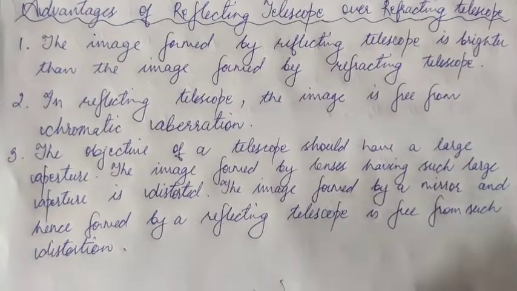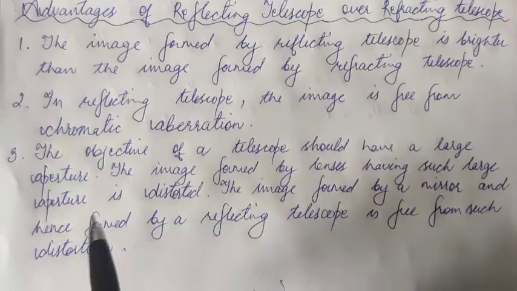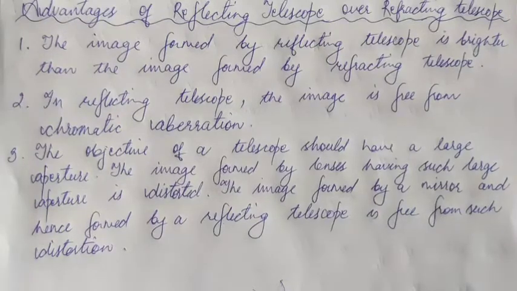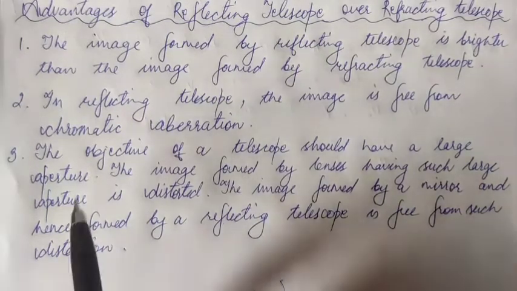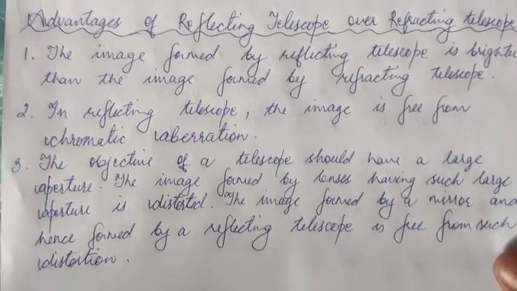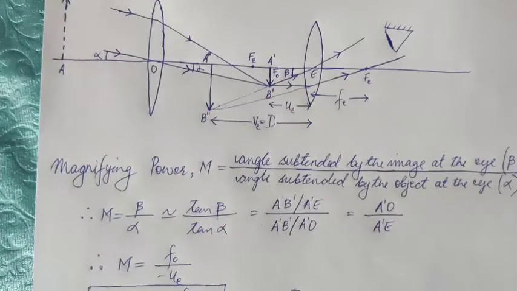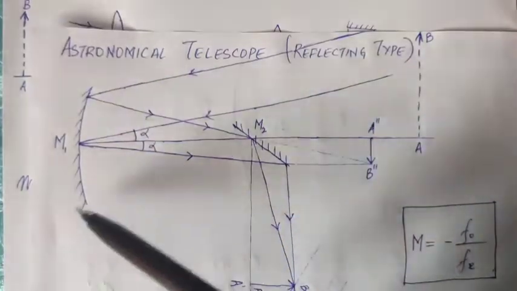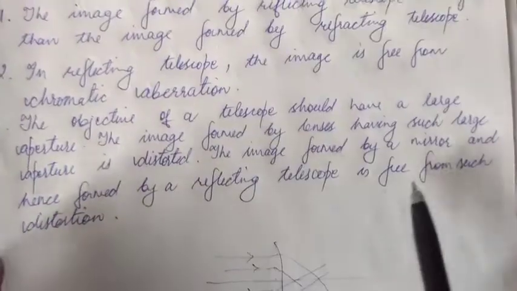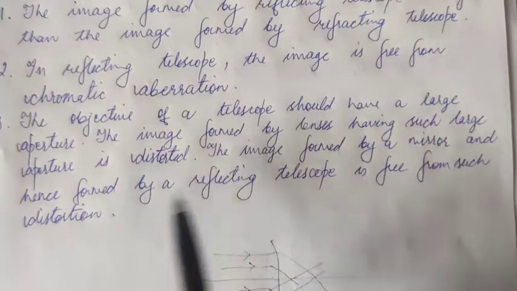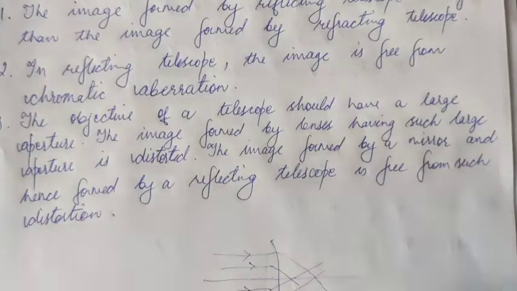And finally, like I told you before, the objective of a telescope should have a large aperture to collect as much light as possible from the distant object. The image formed by lenses having such large apertures is distorted. But in a reflecting type telescope there is no objective lens; the image formed by large mirrors is not distorted, and hence the reflecting type telescope is free from such distortion.